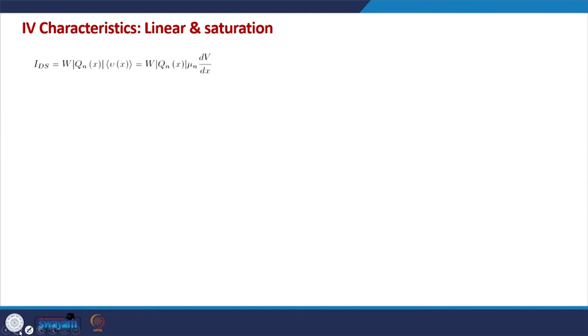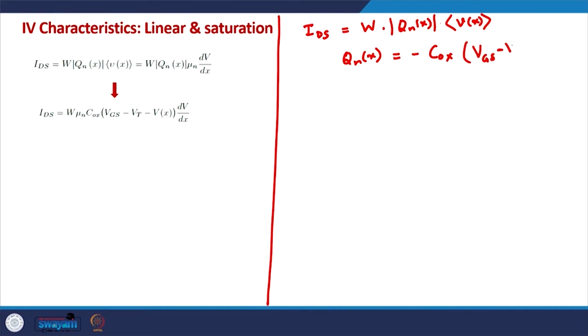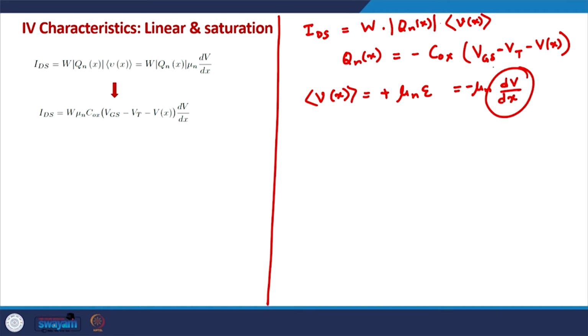In a more general way, this current is given as W times Qn times the velocity. So this is the general treatment of the IV characteristics. Okay. So, in a very general sense, this Qn can be written as minus Cox into VGS minus VT minus Vx, where Vx is the voltage because of the drain voltage now. And the velocity can be written as minus mu n times electric field, and electric field is minus dV by dx. This is the gradient of the voltage in the channel.